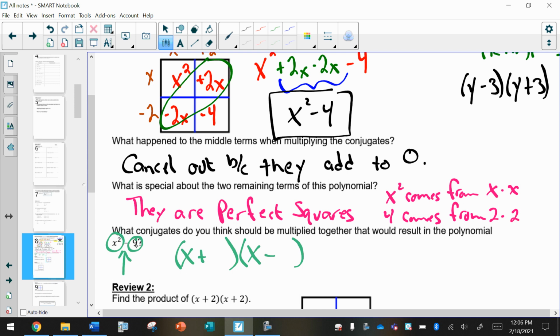So what number squared is 9? Or what's the square root of 9? That would be 3 and 3. Those would be the conjugates that would make x squared minus 9: an x plus 3 and an x minus 3.